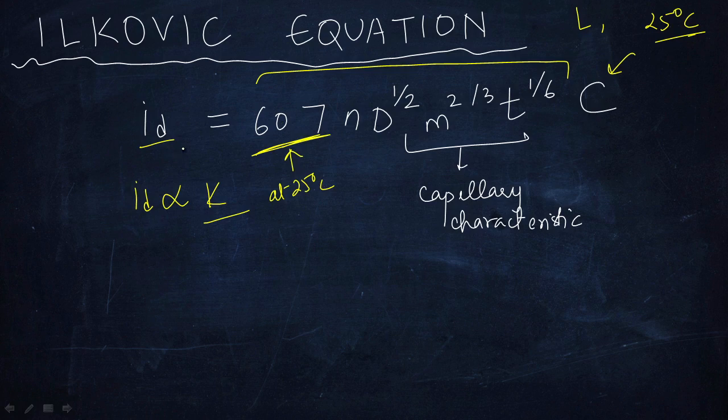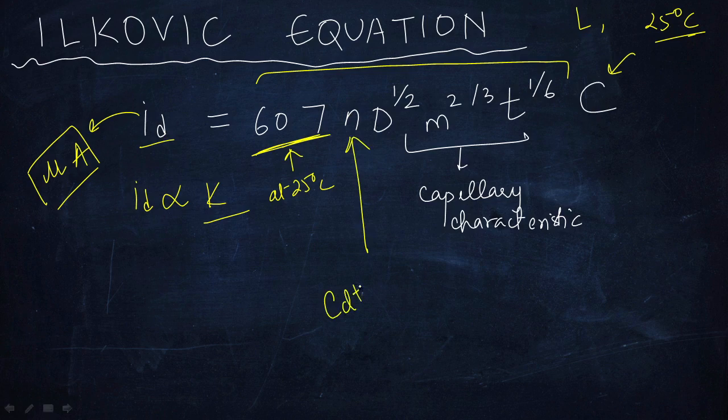What is id? Id is the average diffusion current. This is measured in microamperes. We should keep the units in mind. What is n? N is the number of electrons. Suppose we have Cd plus 2, the value of n is 2, right? This has no unit.